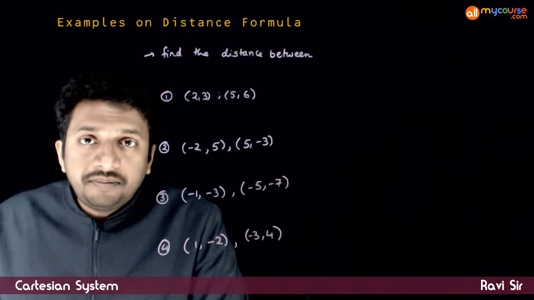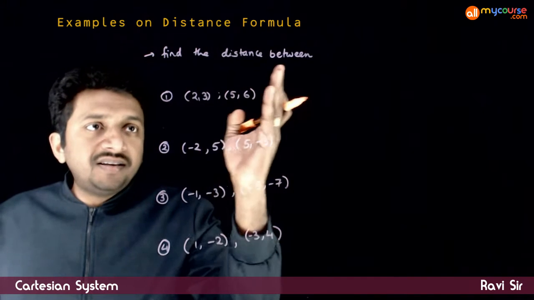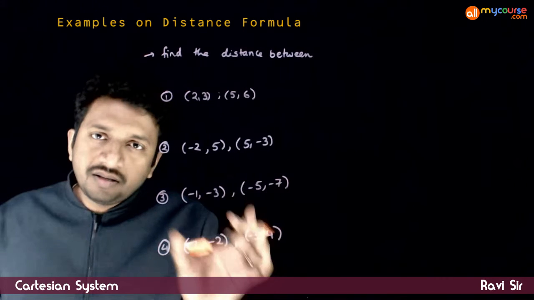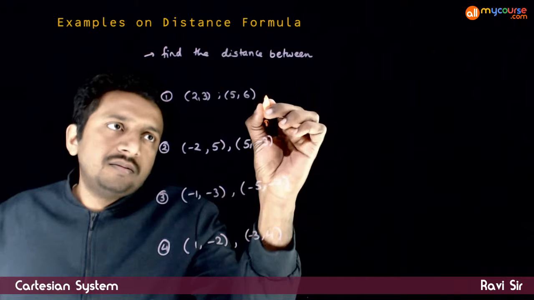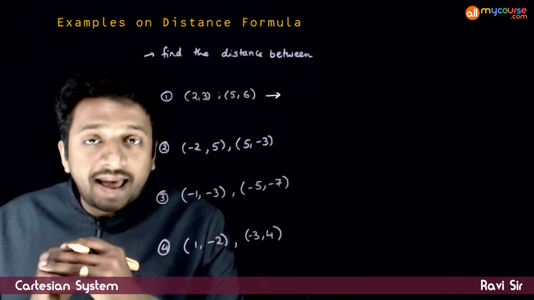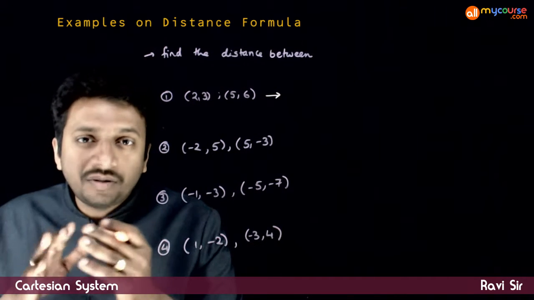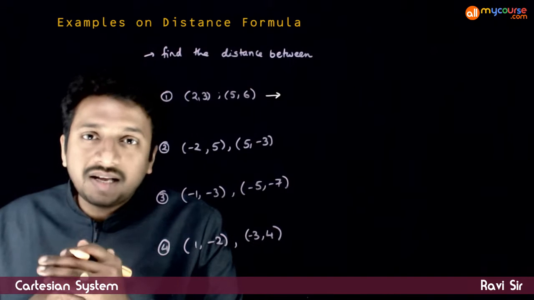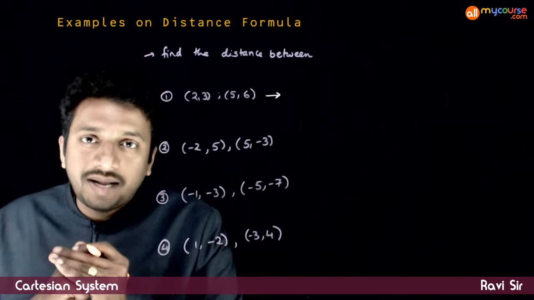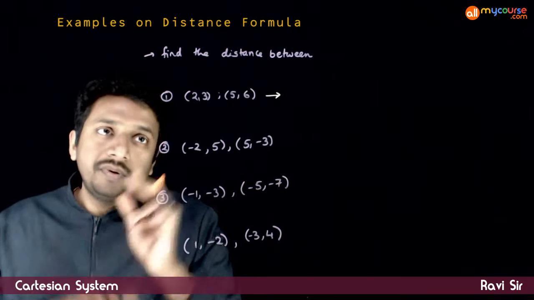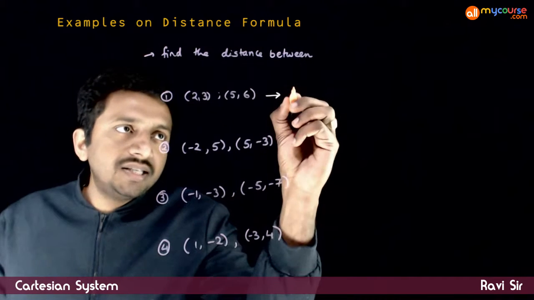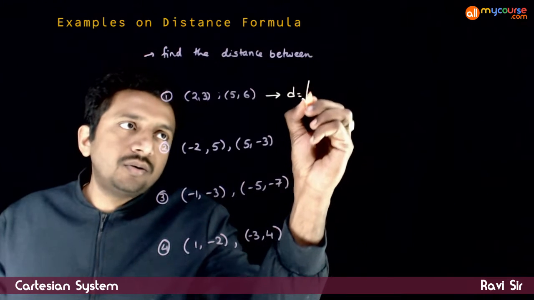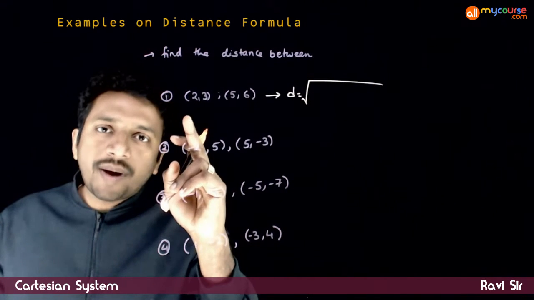So in the first example, you're asked to find the distance between these points. Nothing is given about the angle between the coordinate axes, so in a default case, we take the axes as rectangular coordinate axes. So x1, y1 and x2, y2 are given. The distance between the points is root of x2 minus x1.